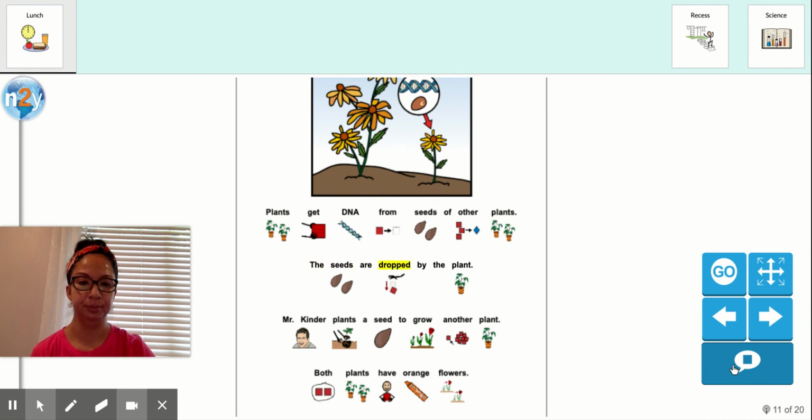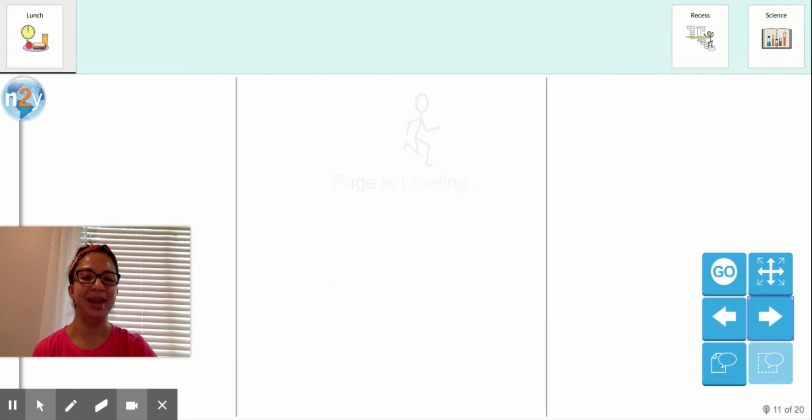Plants get DNA from seeds of other plants. The seeds are dropped by the plant. Mr. Kinder plants a seed to grow another plant. Both plants have orange flowers. Okay, so Mr. Kinder plants a seed to grow another plant, and the plants have orange flowers. You know what? That's something we could do too when we go back to school, is we can try to plant some plants.